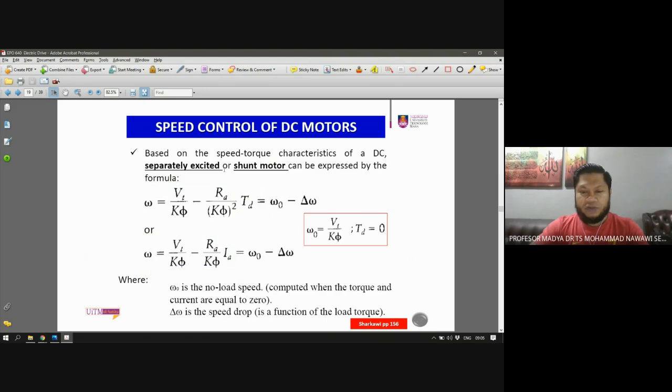We have looked into the no load speed. This is when your load equals 0, your TD equals 0. There is no developed torque, and this is where omega naught represents only Vt divided by K flux. This was in the previous video.